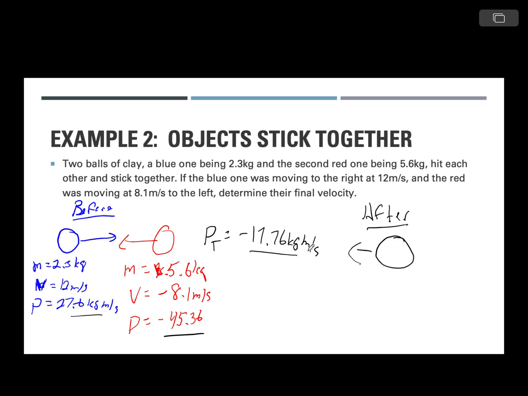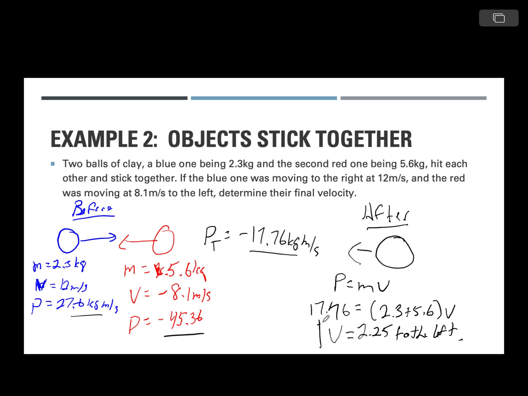Okay, so momentum is equal to mass times V. We know it's going 17.76 kilograms meters per second to the left. We know that the combined mass is going to be 2.3 plus 5.6. And so our speed is going to be 2.25 to the left. And the unit of that would be meters per second. And there we go.